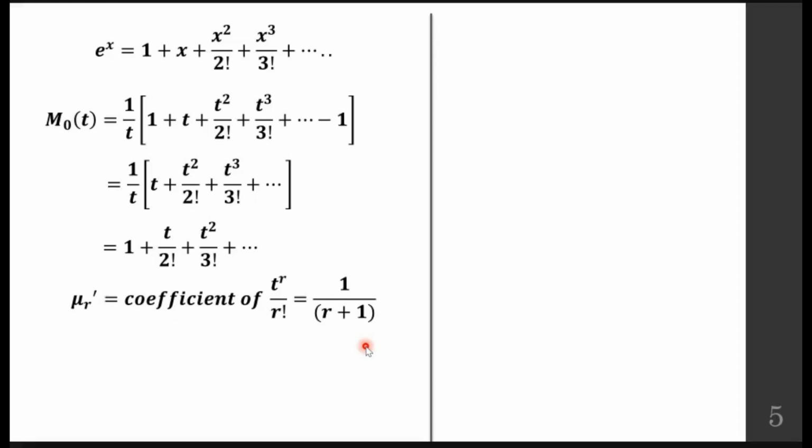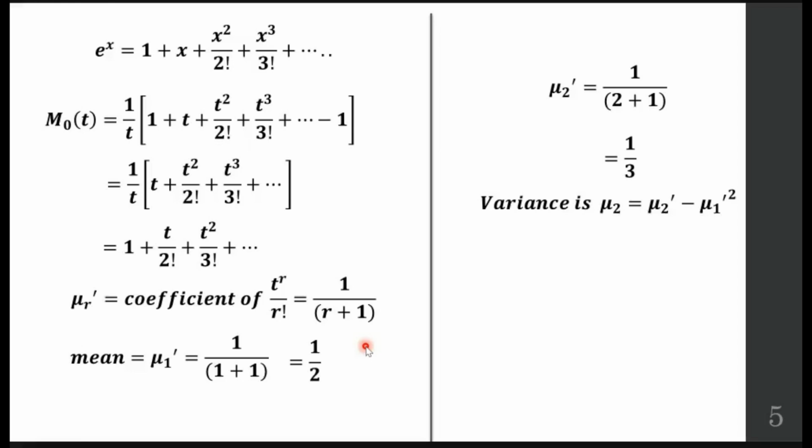So now what is mu1 dash? Mu1 dash is 1/(1 plus 1), that is 1/2. Mu2 dash is 1/3. And we have to calculate the mean and the variance. So the mean will be 1/2 and the variance is mu2 dash minus mu1 dash the whole square. Once we get mu r dash, we will just substitute r equal to 1, r equal to 2. So when r is equal to 1, that is the mean, and mu2 dash minus mu1 dash the whole square is the variance. So we have 1/3 minus 1/2 the whole square, which is 1/3 minus 1/4, that is 1/12.